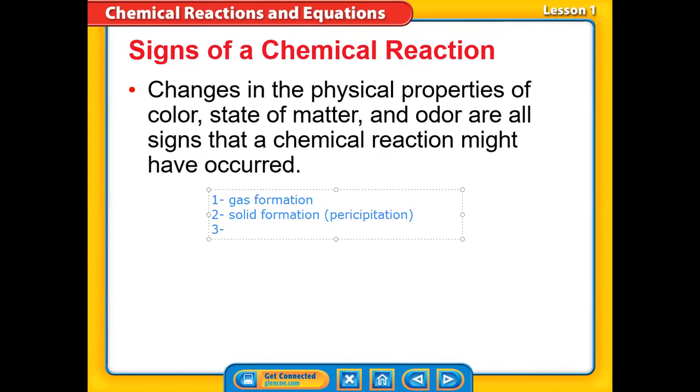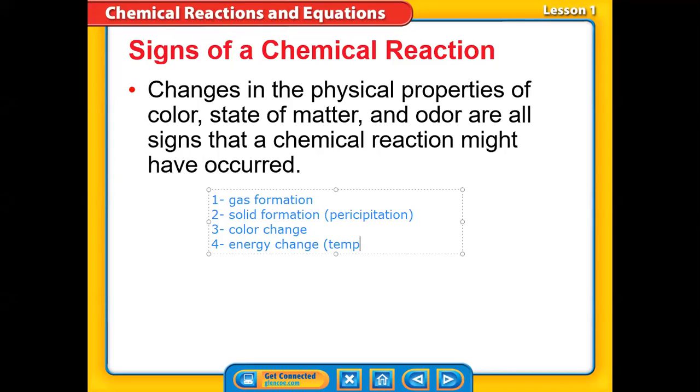Third, who can tell me? Maya, yes? Changing color. Color change, good. So color change, okay. And the fourth is a change in temperature, or you could say an energy change.